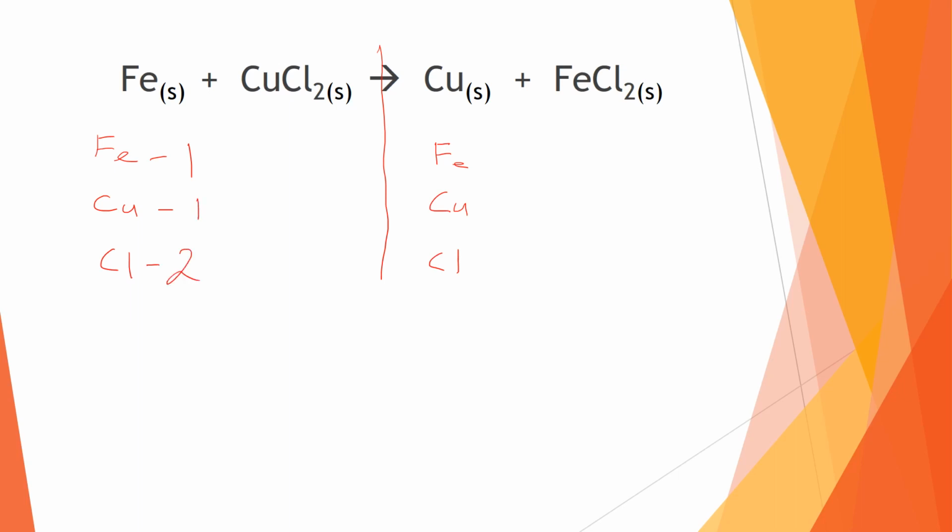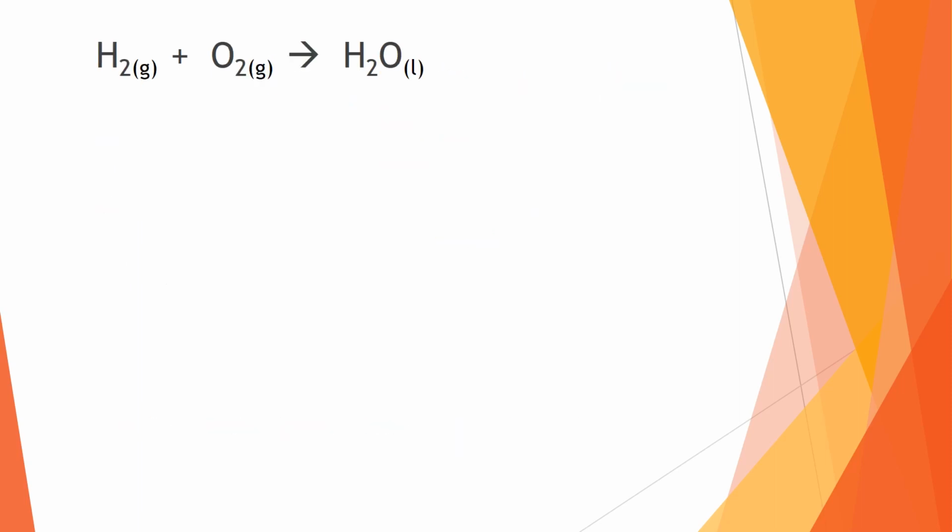2. Okay, over here, how many irons? 1. How many coppers? 1. How many chlorines? 2. Sweet, it's balanced already. I don't have to do anything. So same numbers, same types, and it's balanced. It's already balanced.